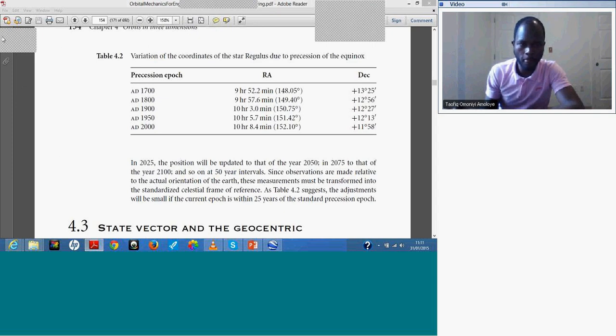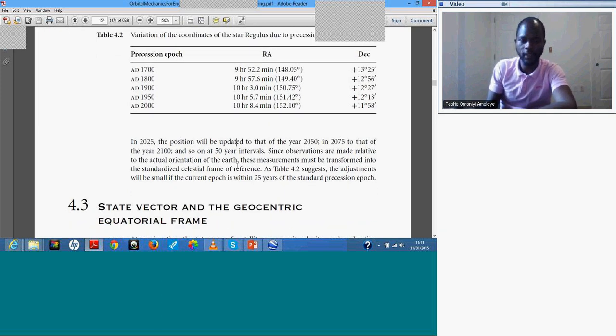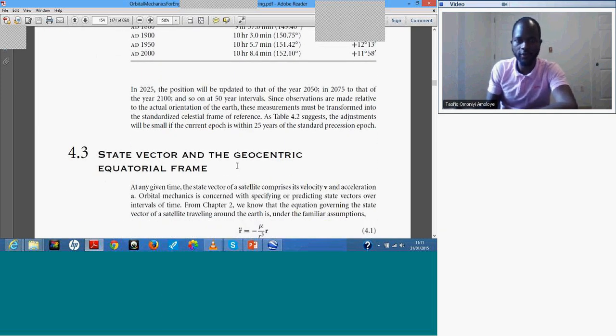So we look at the state vector in the geocentric equatorial frame. And these vectors are the position vector, the velocity vector, and the acceleration vector. The velocity vector is the time derivative of the position vector. The acceleration vector is the time derivative of the velocity vector. That means the acceleration vector is the second time derivative of the position vector.